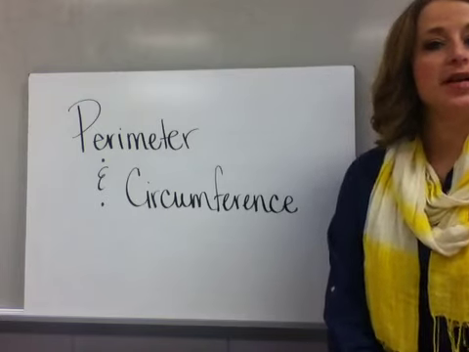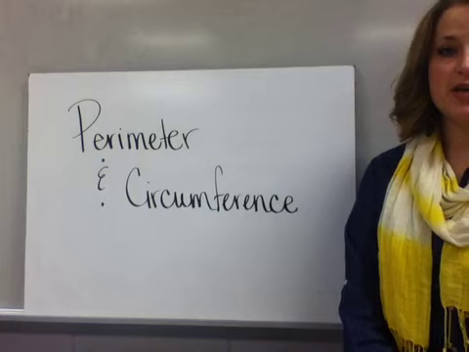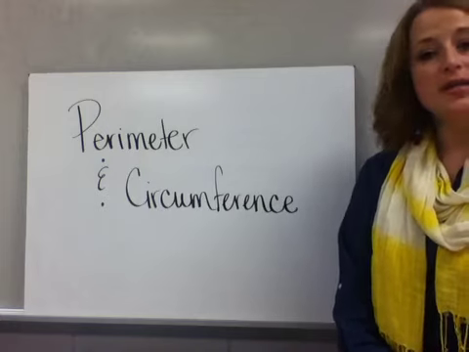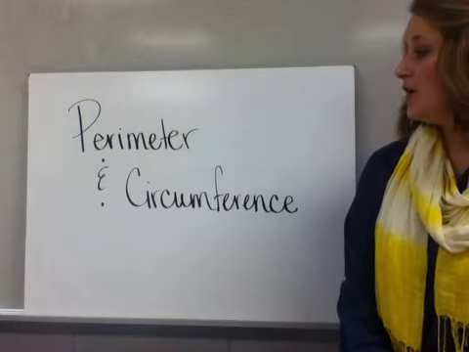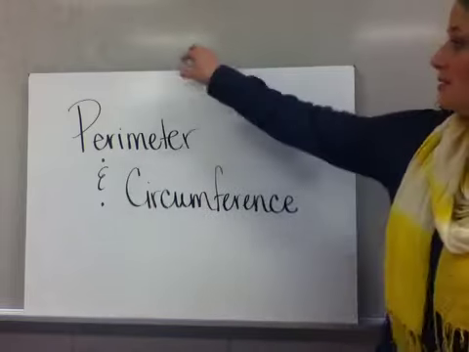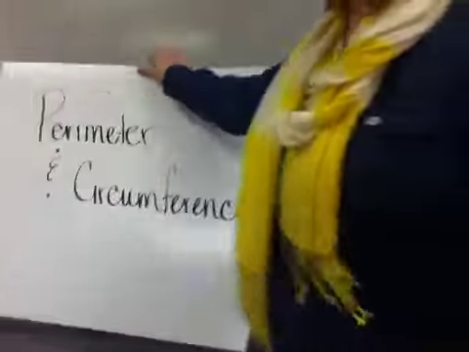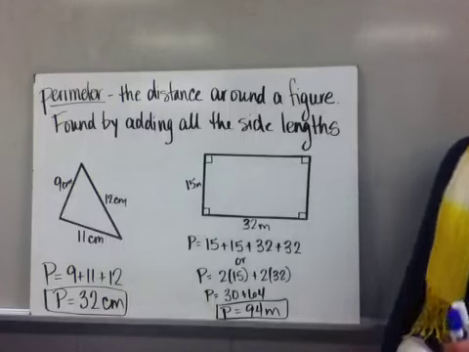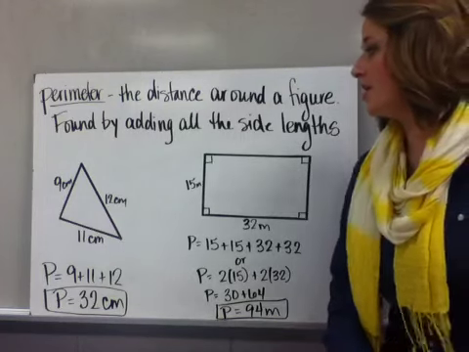Perimeter and circumference tell us about the outside of the figure. Perimeter is going to be any closed geometric figure, but circumference is going to be specialized in dealing with circles. Perimeter can be defined as the distance around a figure.